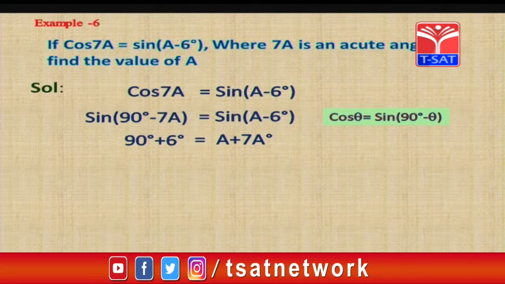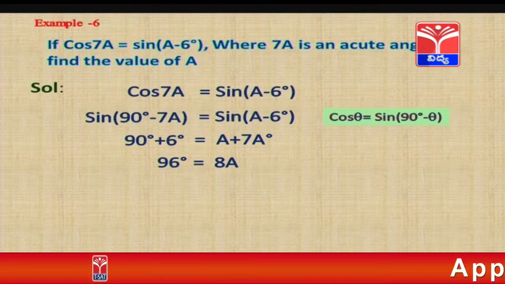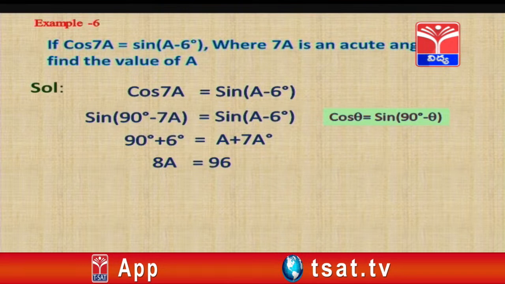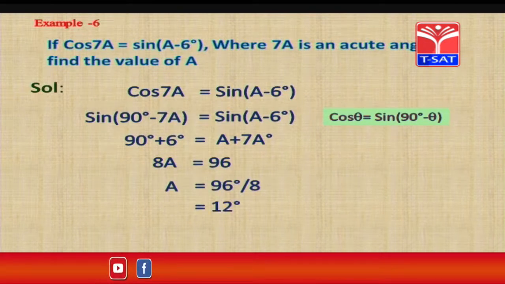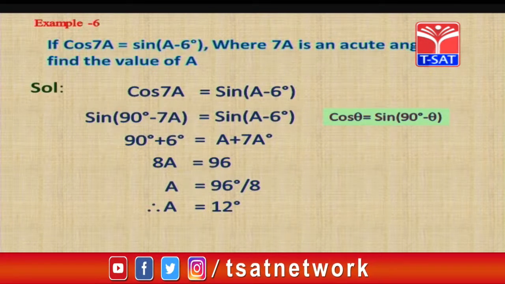96 is equal to 8A. Now, I have to reshuffle it. 8a is equal to 96 degrees, where a is equal to 96 by 8, that is how much you got? A value is equal to 12 degrees. So, with this we have found the value of a. Now we have one more example for you.